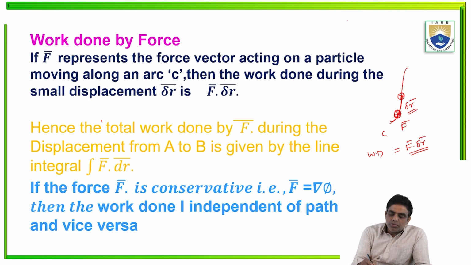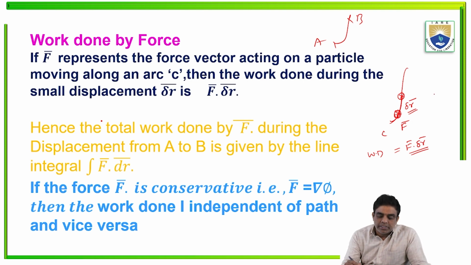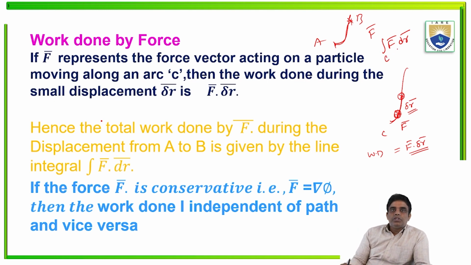Suppose you want to move a particle from the point A to B, this is the small displacement. Suppose you want to move the particle from the point A to B, and the force vector is F bar, then integral F bar dot dr bar along the curve C is the total work done by force vector F bar during the displacement from A to B, given by the line integral F bar dot dr bar. So, to find the work done, we need to calculate integral F bar dot dr bar.